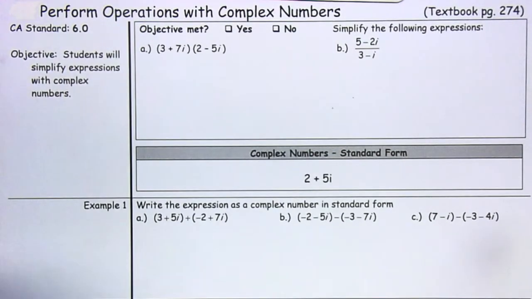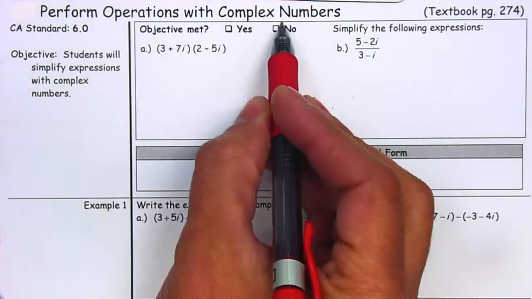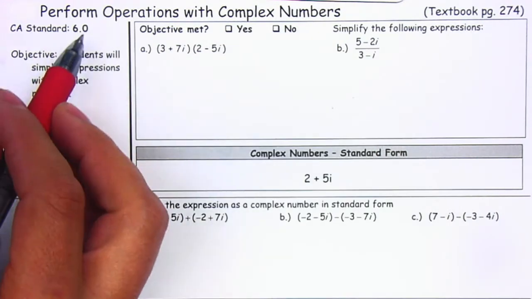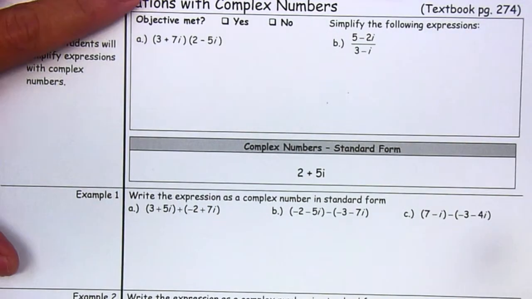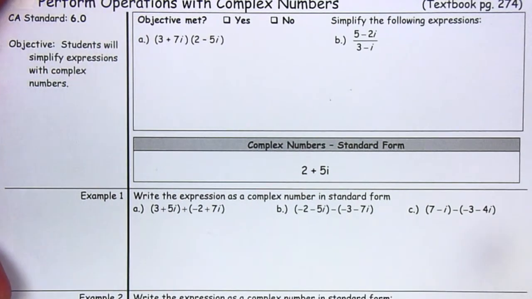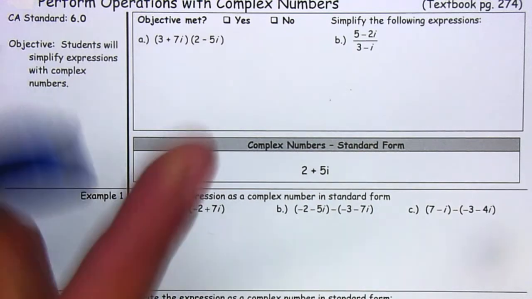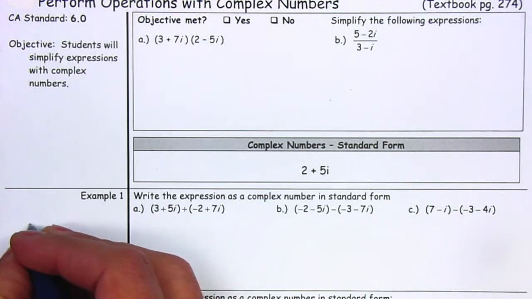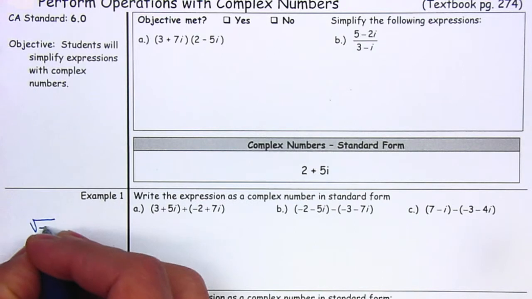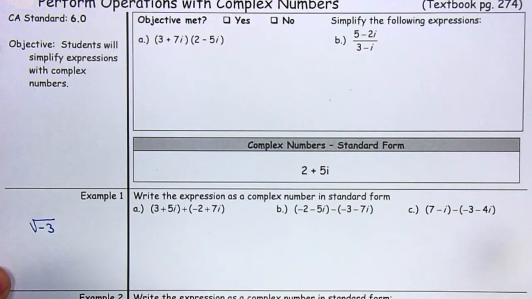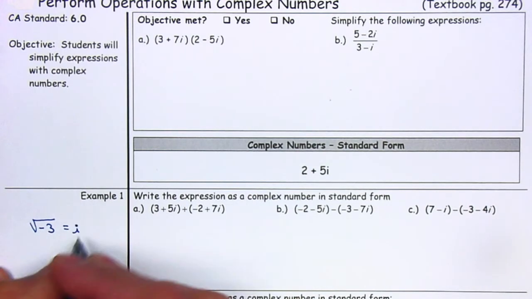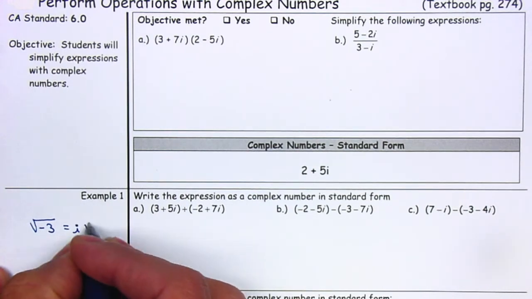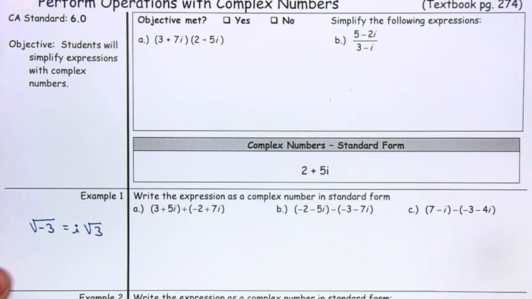Good morning. Today we're going to be performing operations with complex numbers, and this is standard 6.0. If you remember, on the last lesson we started to work with complex numbers. Every time we had a square root with a negative number inside, we know that the negative can come out as an i, and then we still have the square root of 3. So we start working with imaginary numbers.